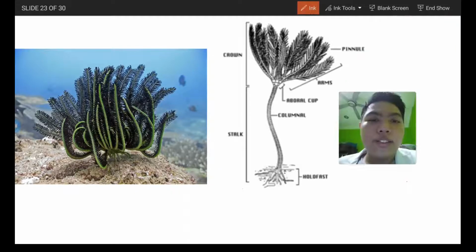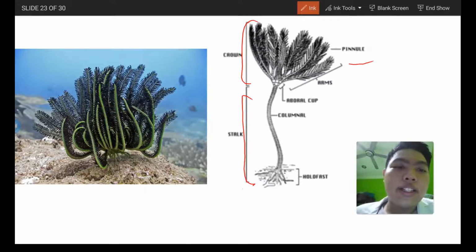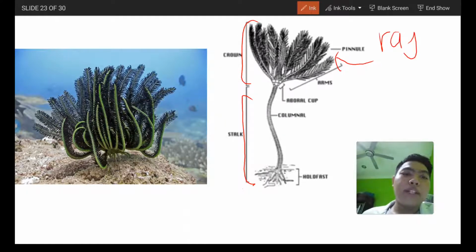So this is the crown, and this is the stalk. These are the arms, or we also call them the rays. These are the pinnules that stick to the arm, to the rays. This is the arboreal carp. Cup shape. Remember calyx.